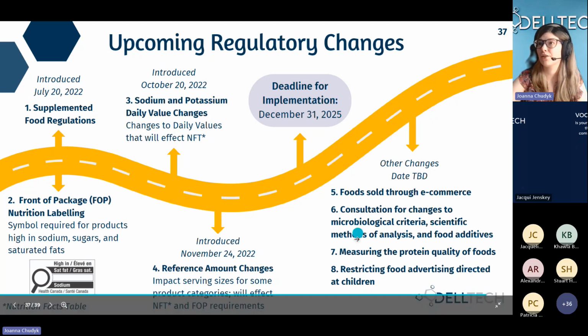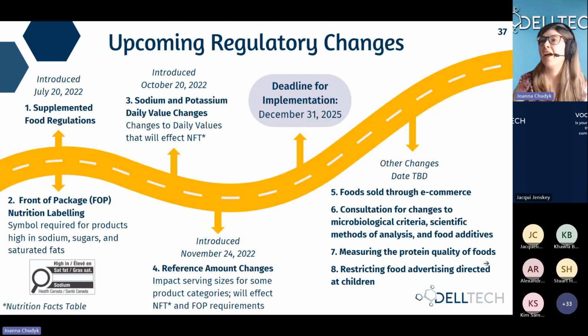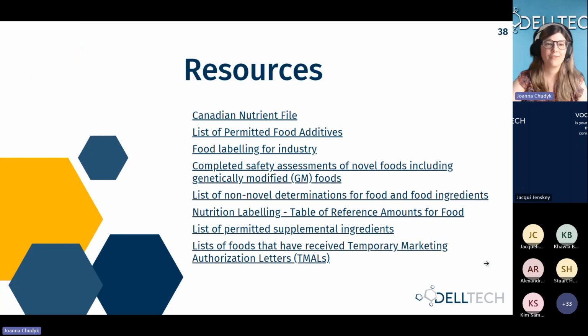There are also a couple of other changes coming to the analysis of foods, so related to microbiological criteria and food additives, and the calculation for protein quality in foods is also changing. And the last change coming is the restrictions to food advertising directed at children, which I also discussed briefly during the FAQ portion.